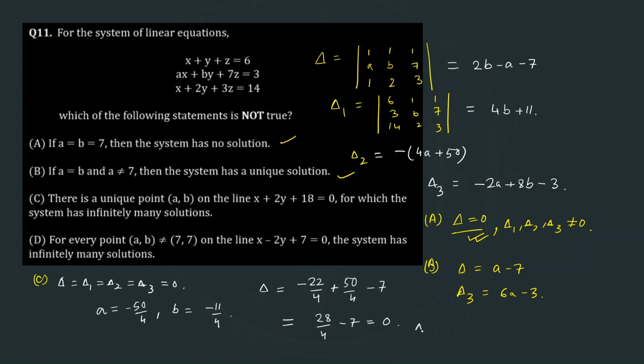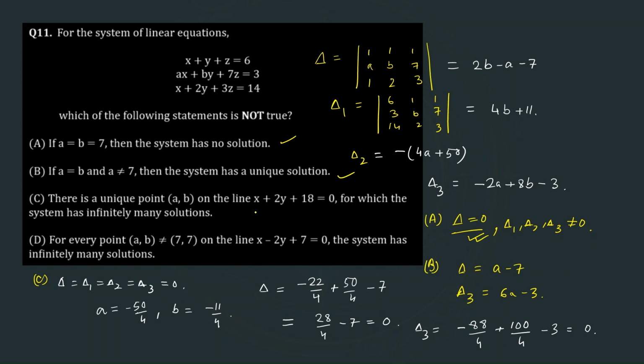And delta 3, if we check, delta 3 comes out to be 8 times b, which is minus 88 divided by 4, then minus 2a, so 100 divided by 4 minus 3, which comes out to be 12 by 4 minus 3, which is again 0.